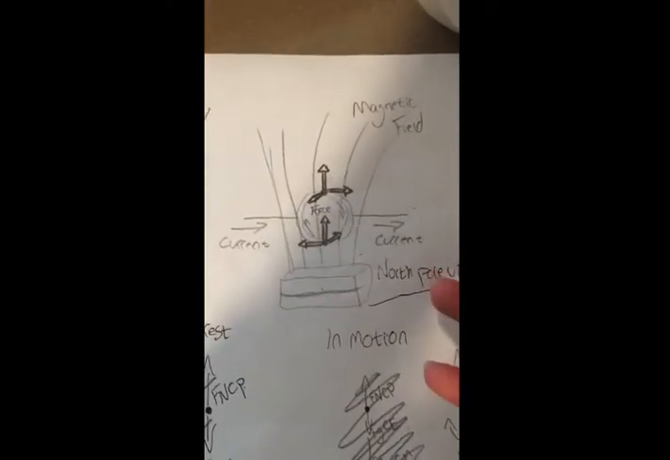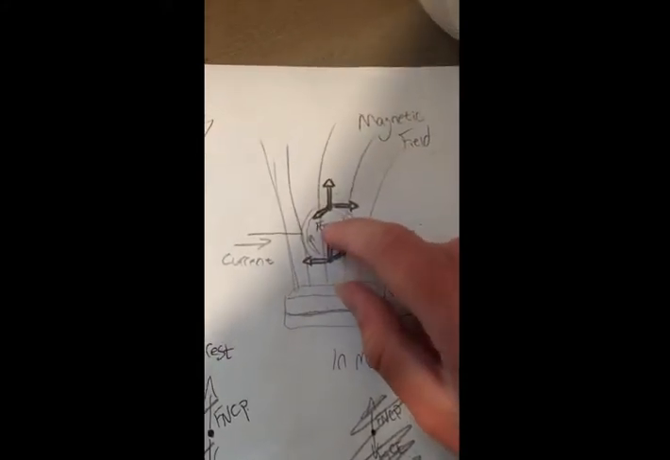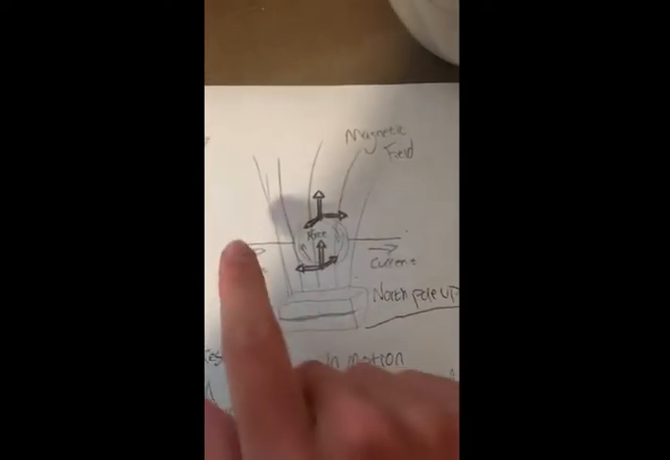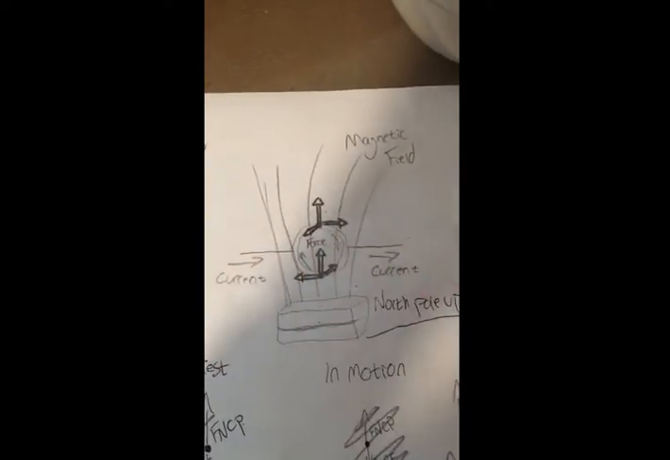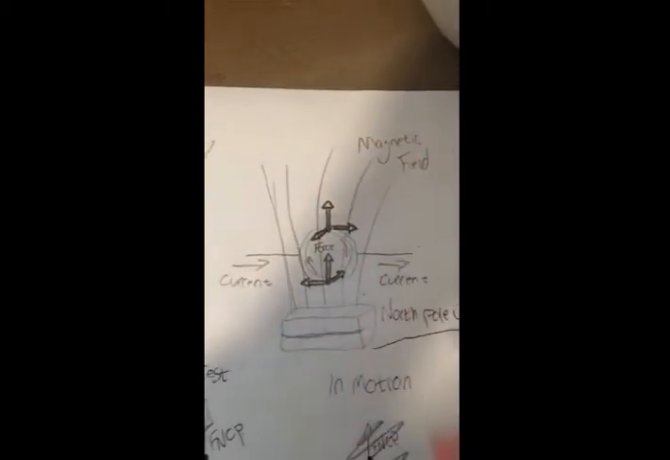Alright, so this is my simple motor explanation. Right here we've got the gyroscopic force within the coil. This is causing it to constantly rotate forward. This is where the current enters and exits. This is the magnetic field caused by the magnet down here, and this is the North Pole facing up.